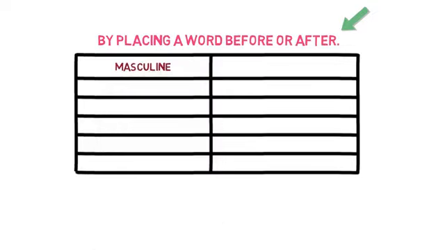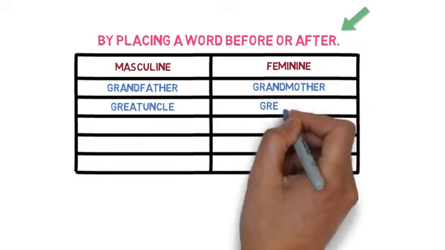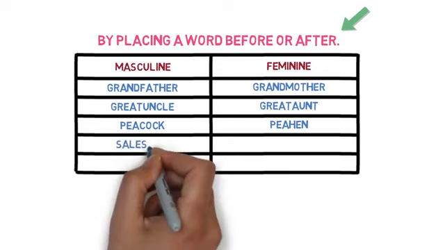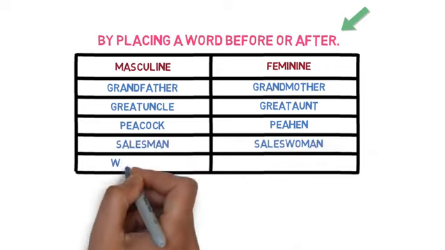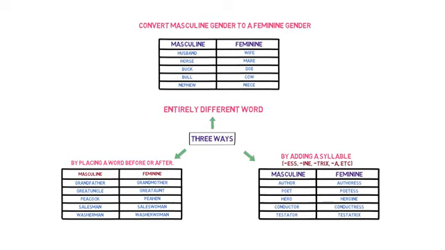The last way is by placing a word before or after. For example, grandfather, grandmother, great uncle, great aunt, peacock, peahen, salesman, saleswoman, washerman, washerwoman. So this is the third way in which we use a word before or after a word to convert a masculine gender to feminine gender.